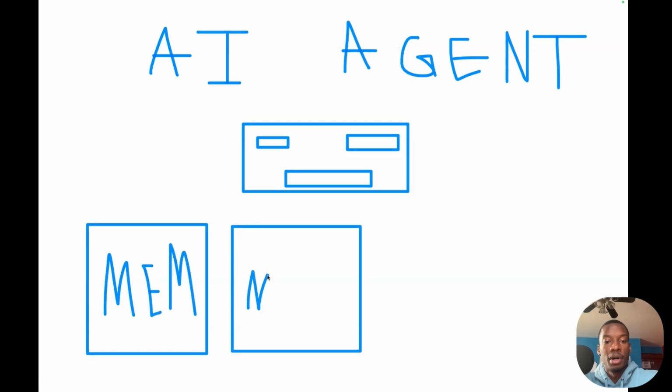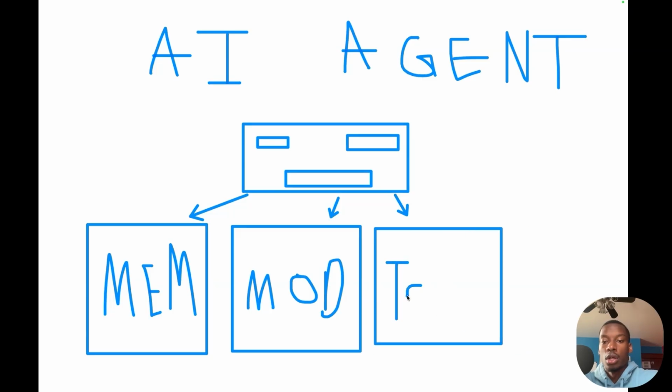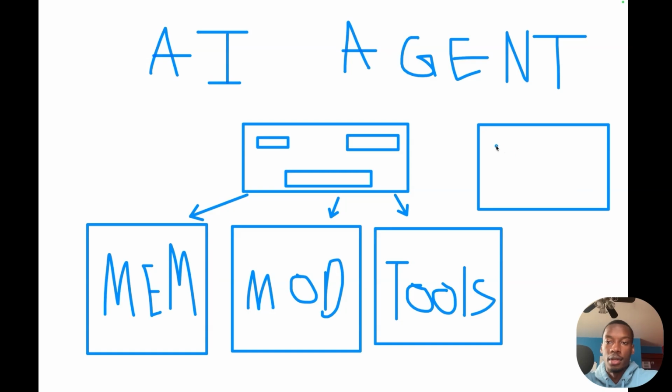This is going to be the model, which is going to be the language model, which is the brain behind our AI agent. Then we also have tools. We have tools as well, and then there's a system prompt which goes into the agent. So here we have the prompt as well. And this is what's going to govern the agent's behavior.